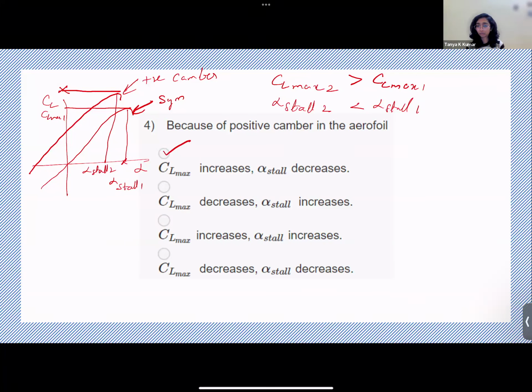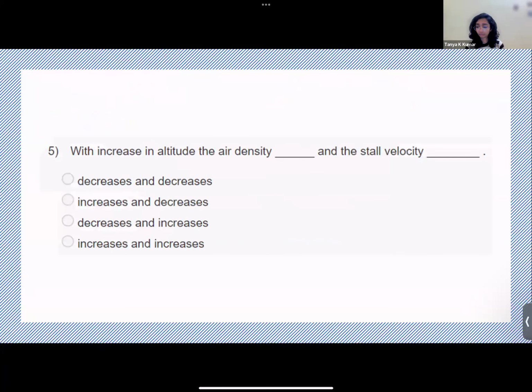Okay, let's go on to the next one. At any point, if anybody doesn't follow, just stop me, okay? We can discuss it again. Okay. With the increase in altitude, the air density dash and the stall velocity dash. So does the air density increase or decrease? So as height increases, what happens to density and what happens to V stall? As height increases, density decreases, right?